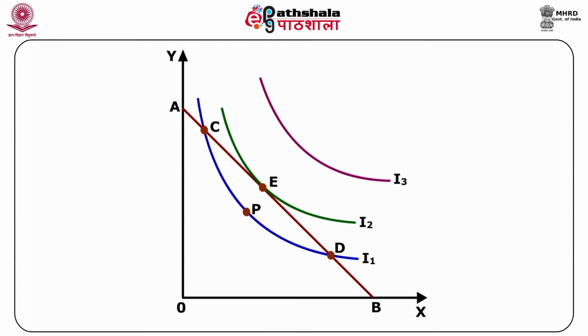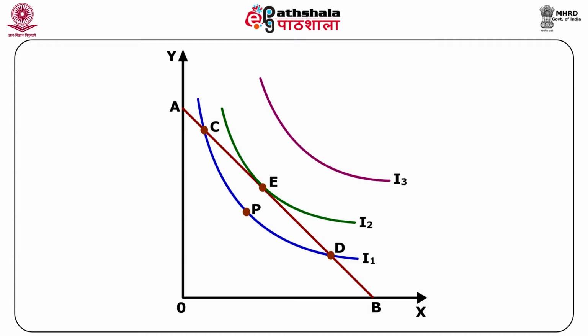We conclude therefore that with given money income and prices shown by the budget line AB, the consumer will maximize his satisfaction at a point, equilibrium point E, at which the budget line is tangent to the indifference curve I2. Further, the budget line can be tangent to only one indifference curve.